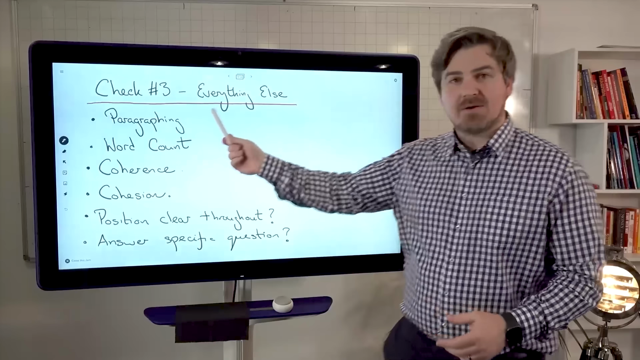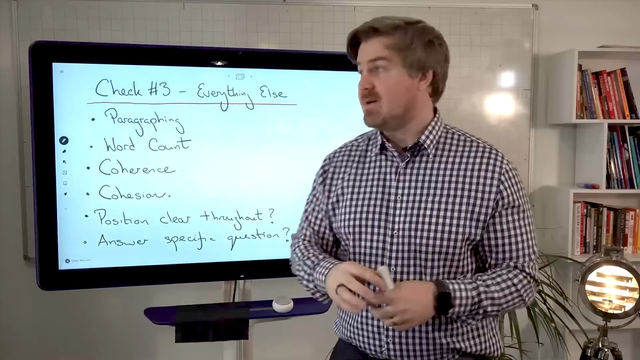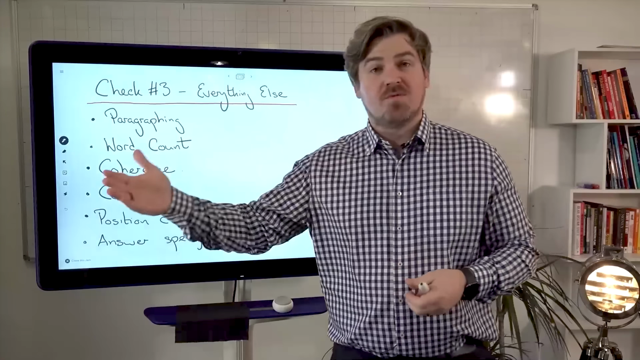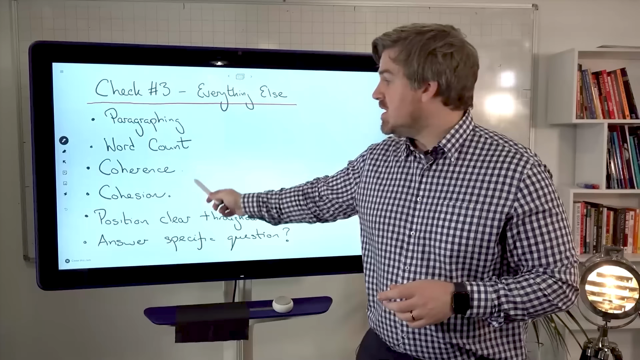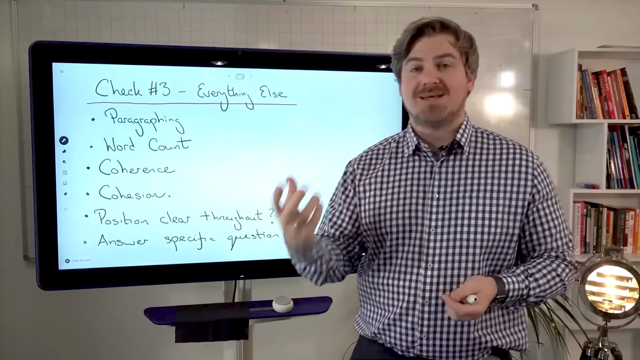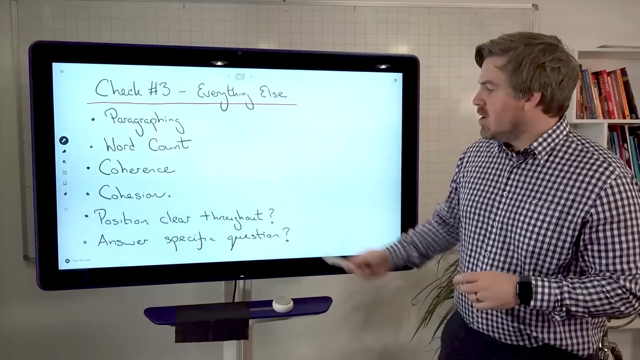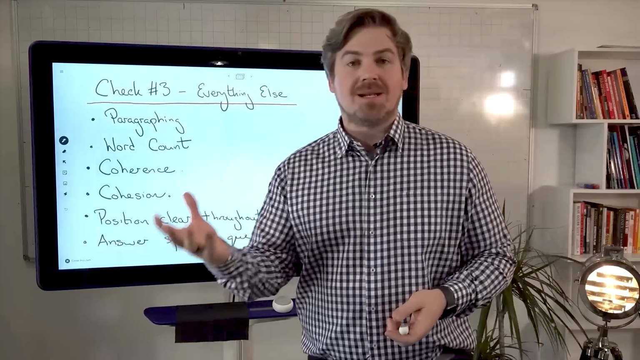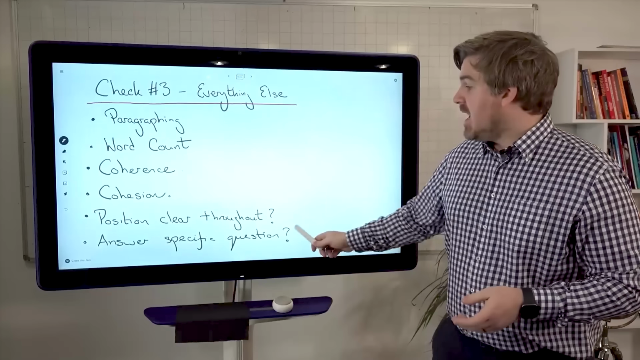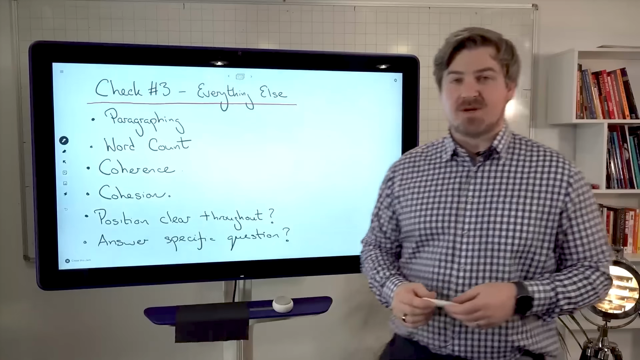And the third check, think about everything else. So think about paragraphing. Is your paragraphing clear? Word count. Have you written over 250 words? Coherence and cohesion. Is your essay as easy to understand as possible and well linked together? Was your position, your opinion, clear throughout the entire essay? And did you answer the specific question?